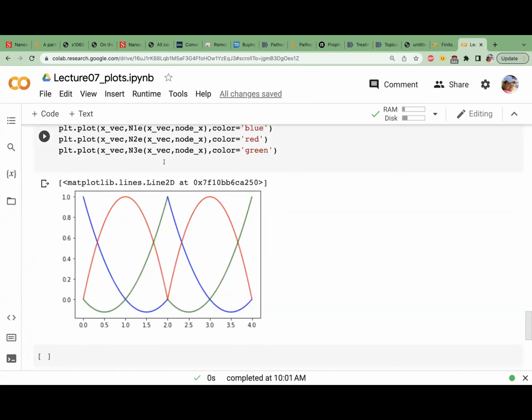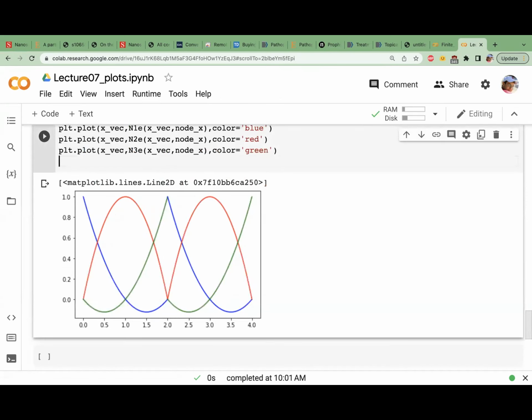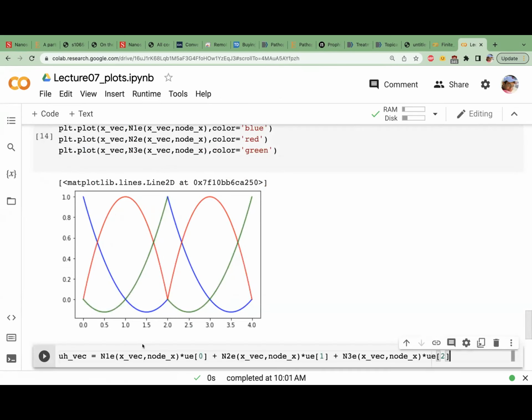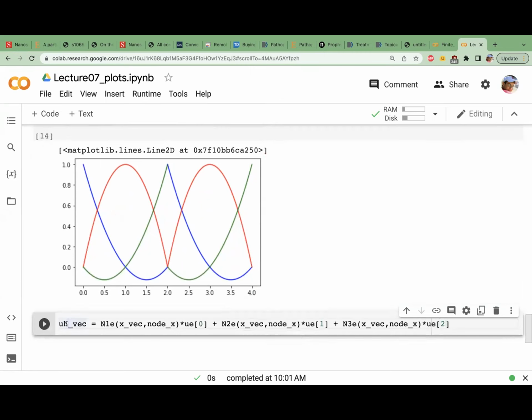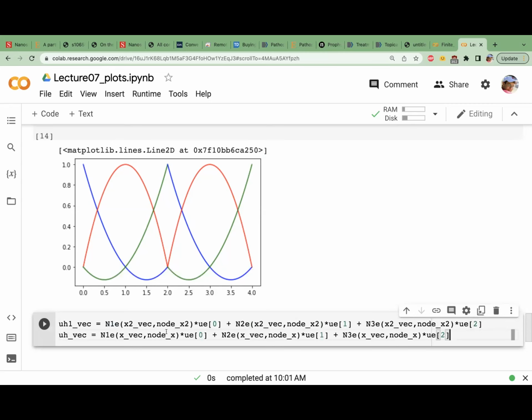Let me do it here. One extra here. Let's say UH1, so that's going to be plotted over the first element. These are the... and then I need to know what these values should be. And then this one is x2, not x2, x2, not x2. And then the other one is UH-vec, just call it 2. This one stays the same.